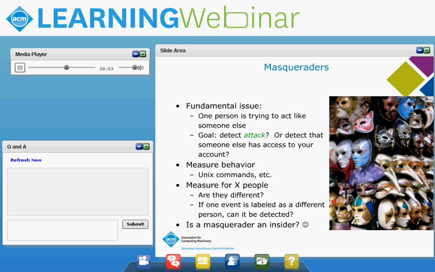So there are really two types of insiders. Masqueraders are one type. A masquerader is someone who's pretending to be someone else. So, for example, Joe has an account to do something. I borrowed Joe's account for some reason. I am now masquerading as him as far as the system is concerned. So you have one person who's trying to act like someone else. So then what is the goal of anything trying to detect this? Are you really trying to detect that there is a masquerader, that someone else is using an account, or are you just trying to detect that there's some attack happening?